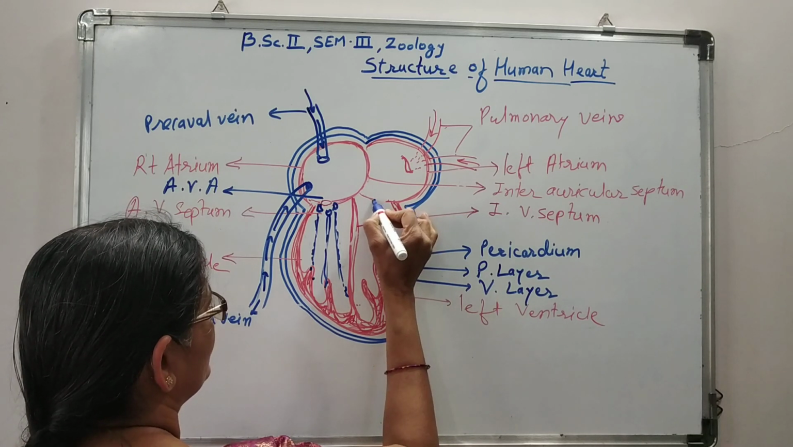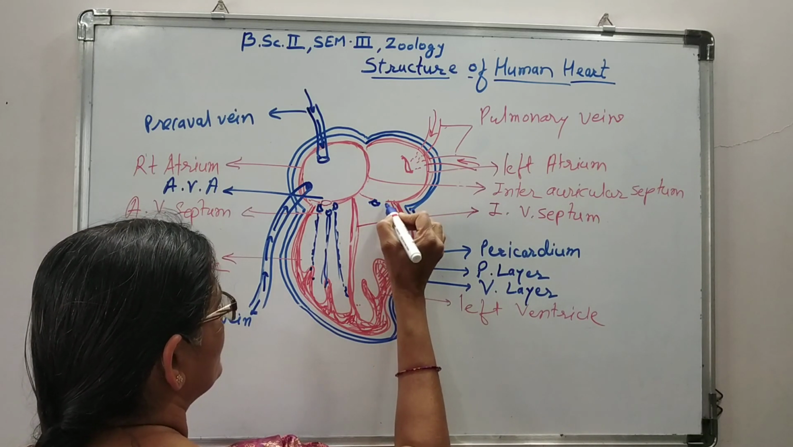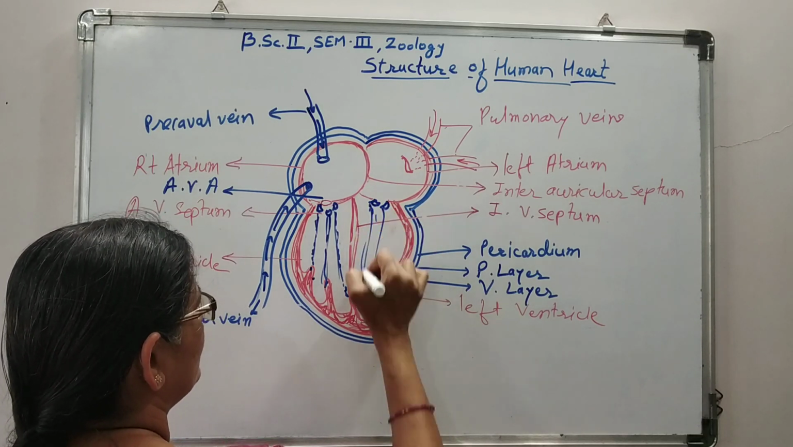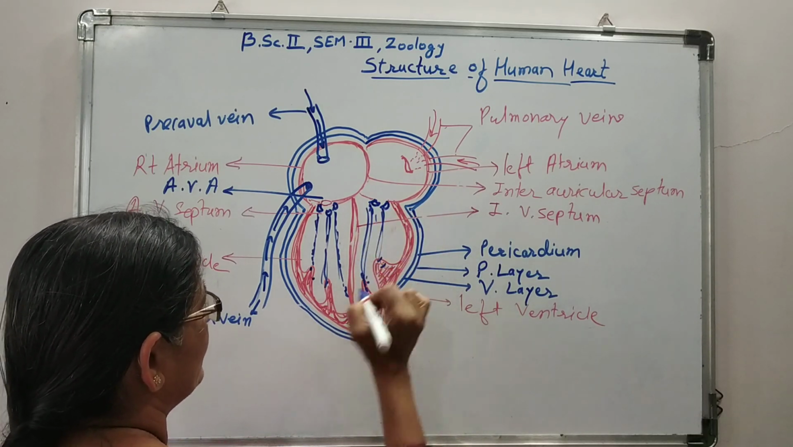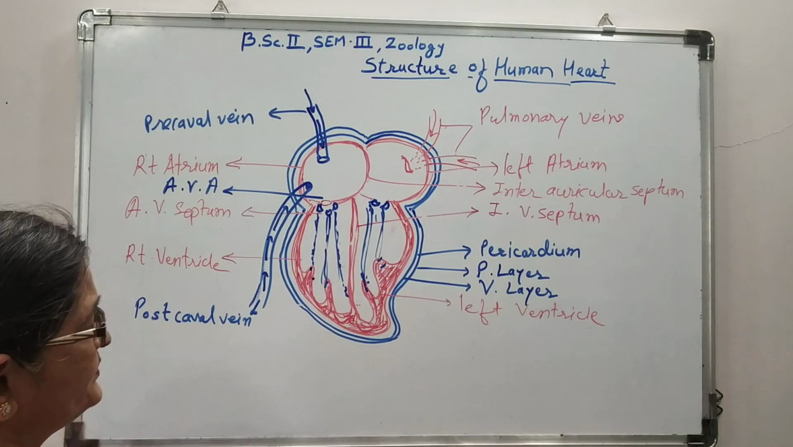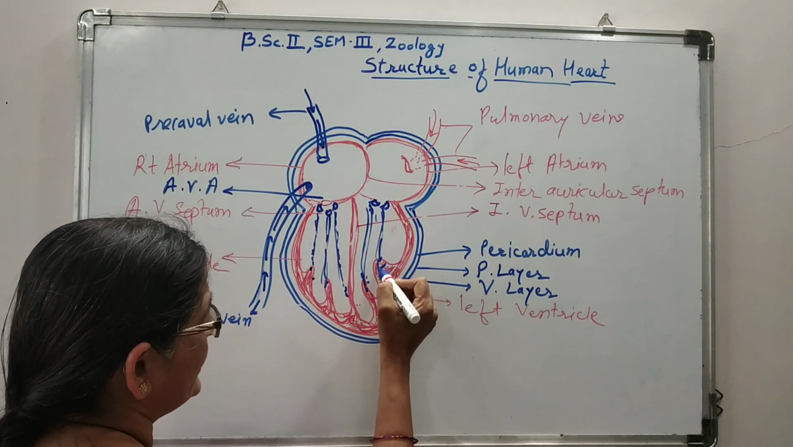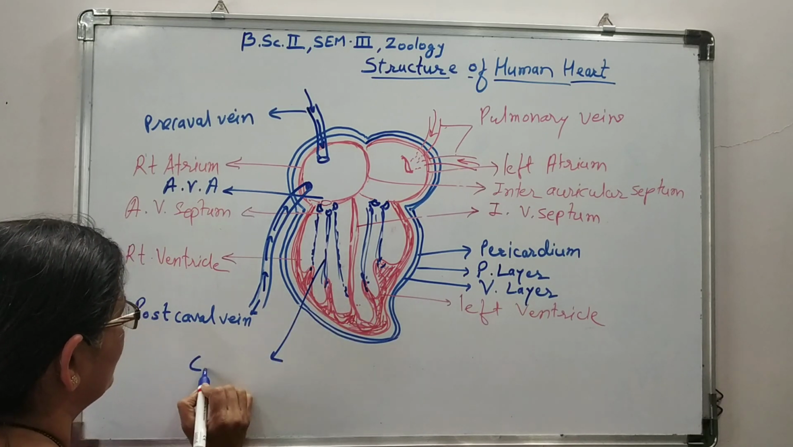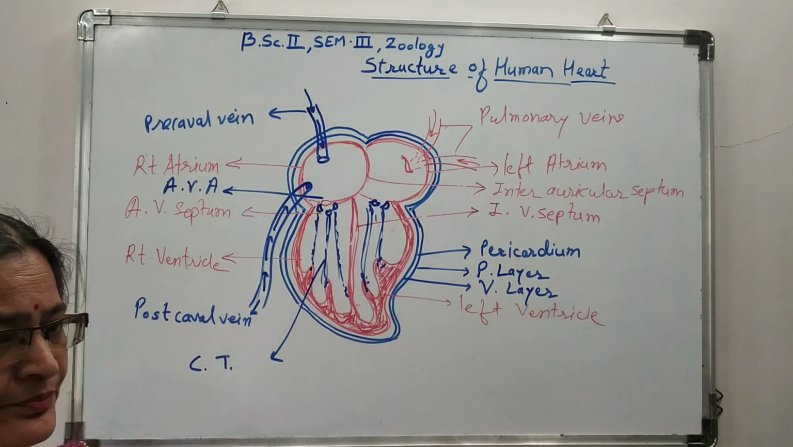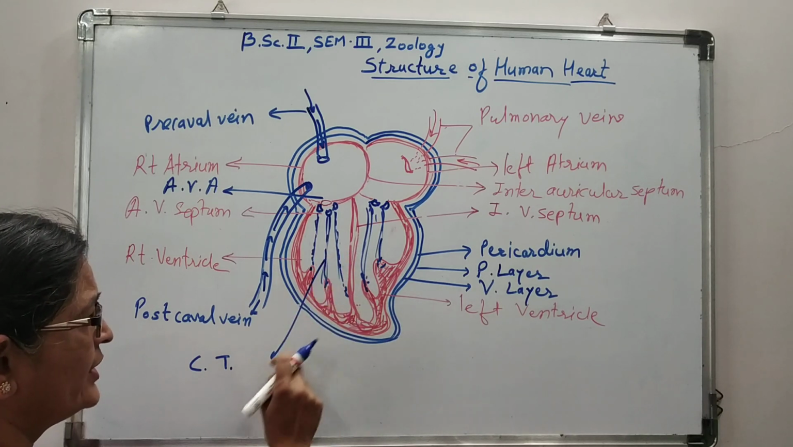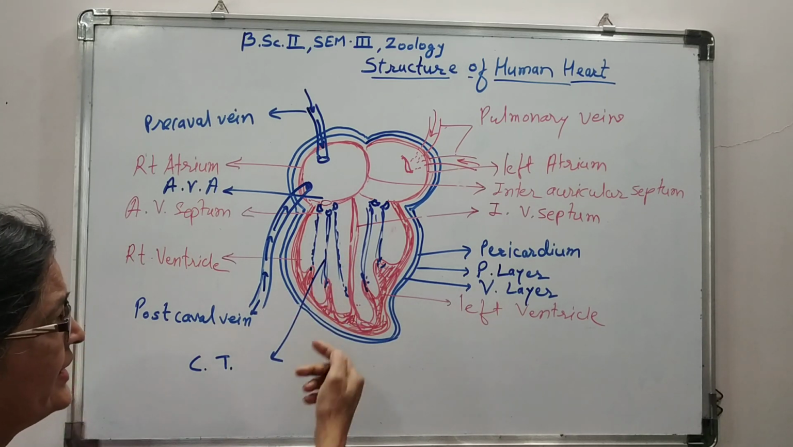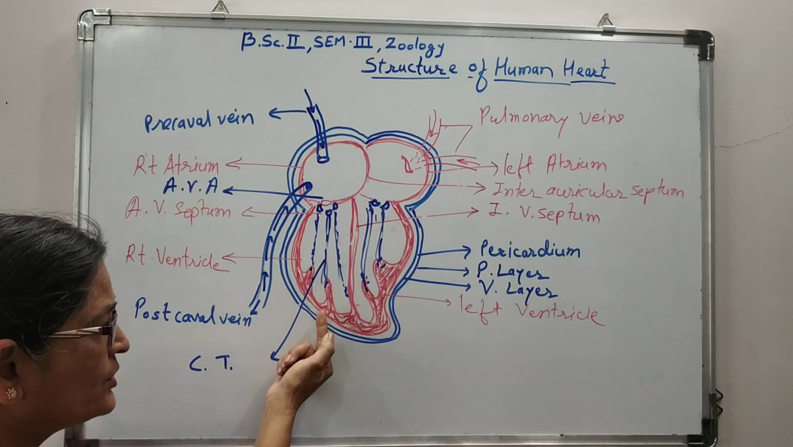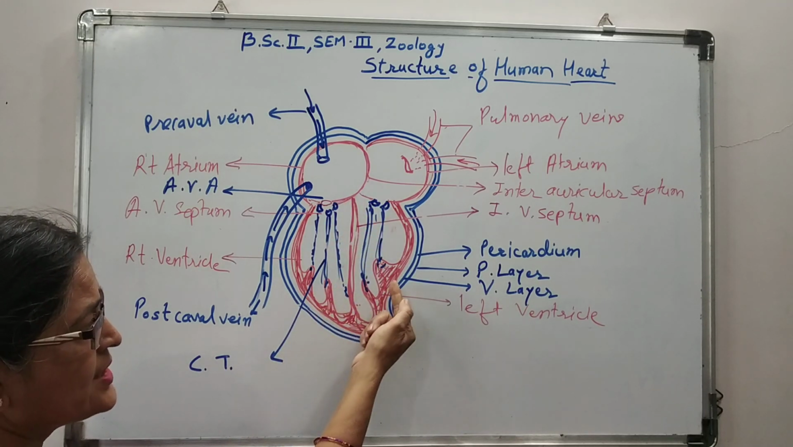Here also there are two flaps which are attached to the inner wall of this ventricle. These fiber-like structures are nothing but chordae tendineae. These are the chordae tendineae which connect these auriculoventricular valves to the inner wall of this ventricle.